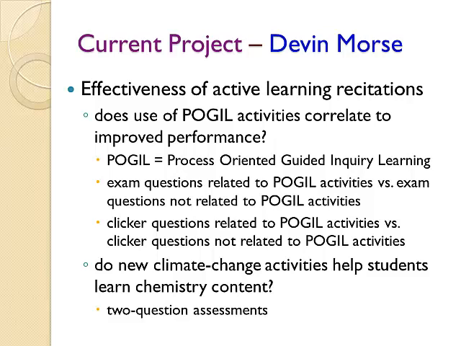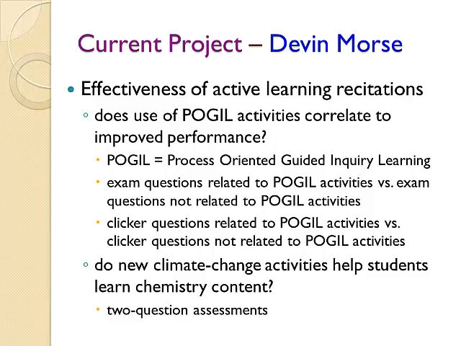The other project, the project that my other student is working on, is looking at active learning activities that are used in recitation for the chemistry majors class. These activities have a particular format called POGIL, which stands for Process-Oriented Guided Inquiry Learning. And what she's doing is looking at exam questions that directly relate to the POGIL activities. Are the students more likely to score well on those questions versus questions that were not related to the activities?